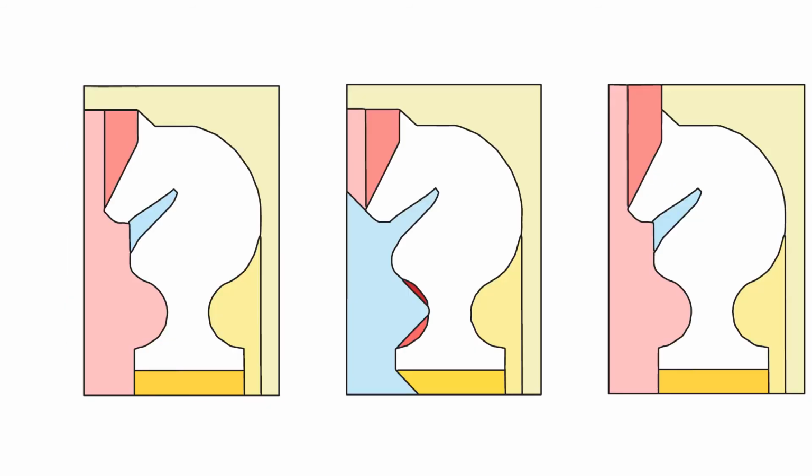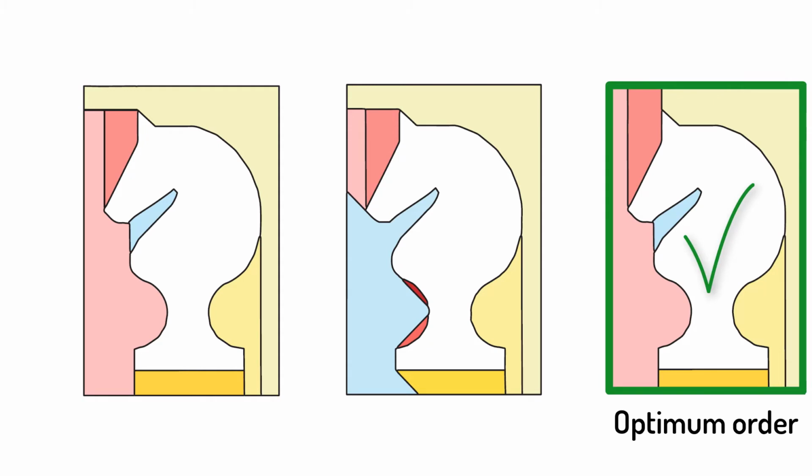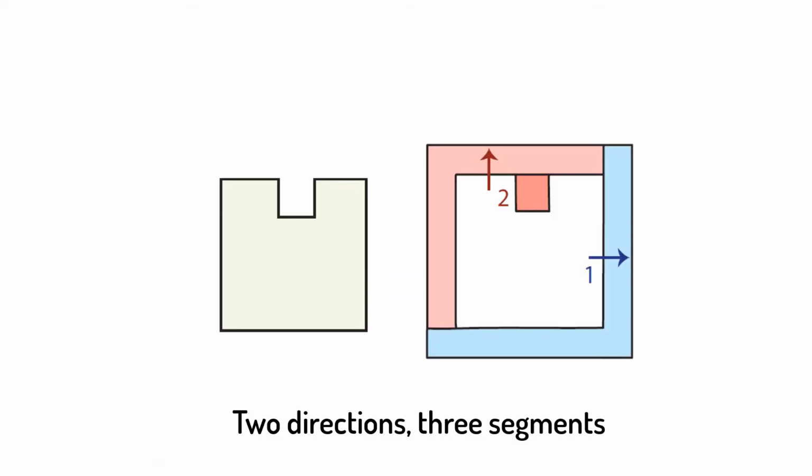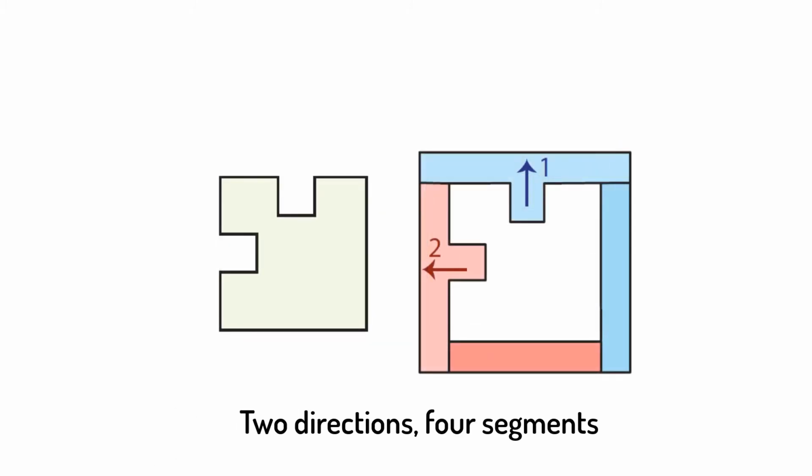Finally, we find the optimum order of carving these carvable volumes that produces the fewest shallow segments. For 3D objects, after obtaining the carvable volumes, we generate a toolpath for each volume by using Fermat's spirals to cover each layer. To validate the efficiency of our method, we tested whether it produces optimal results for simple 2D shapes with verifiable optimal solutions.